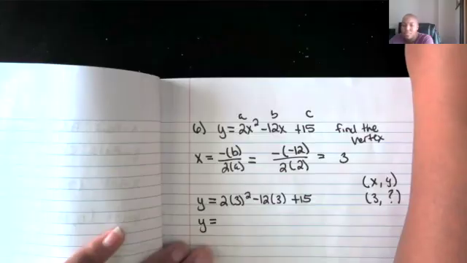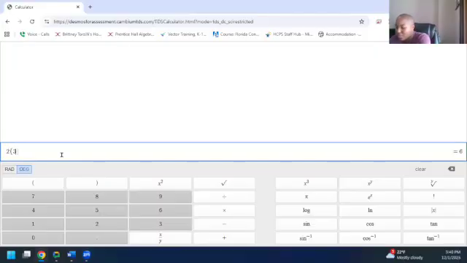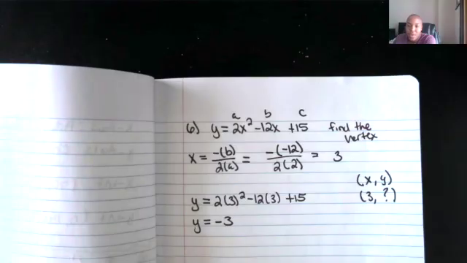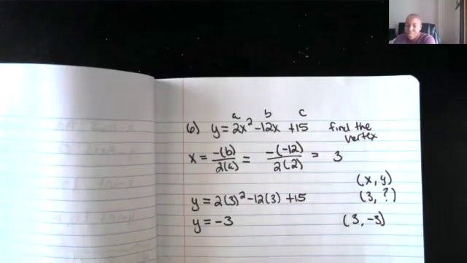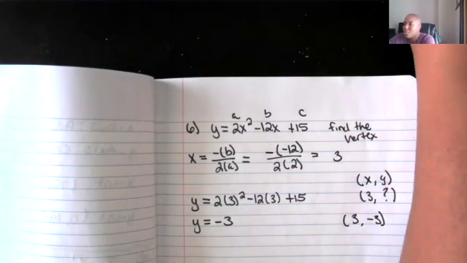So let's go ahead and do that. 2 parentheses 3 squared minus 12 parentheses 3 plus 15. All right, that calculator gives us negative 3. Let's go back to our paper. So our x is 3 and our y is negative 3. So our ordered pair is 3, negative 3. That's it. Let's move on to the next question.